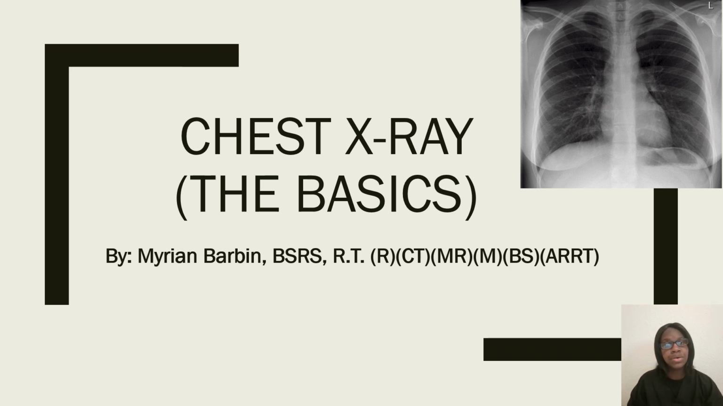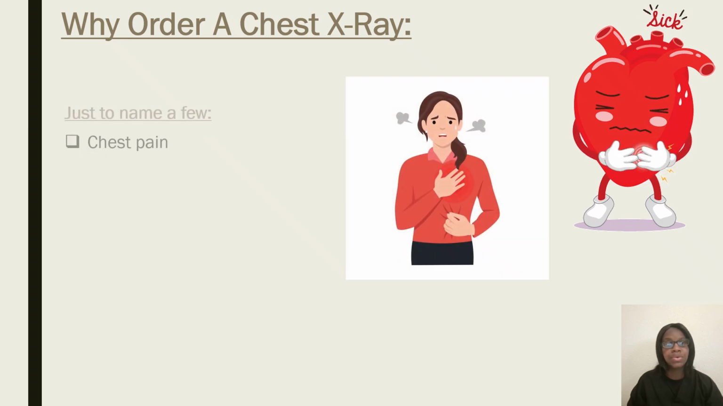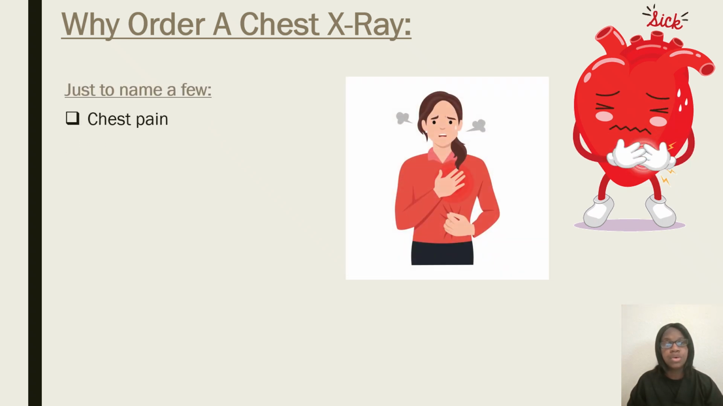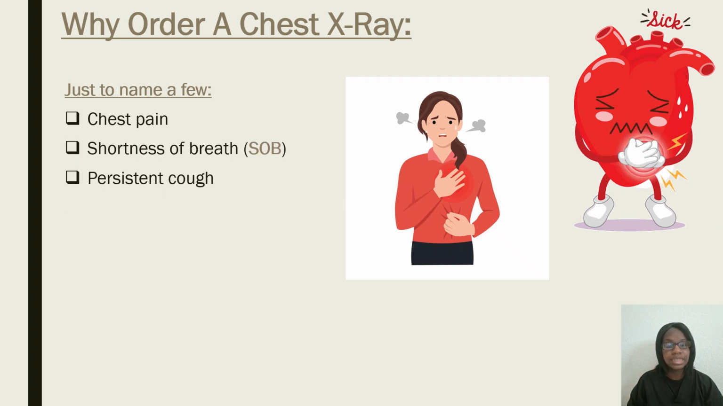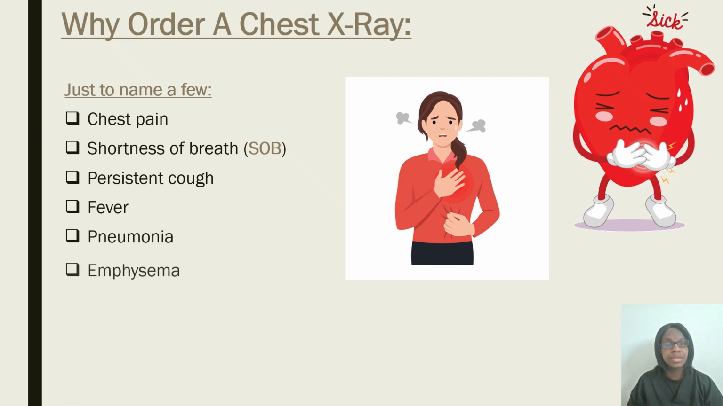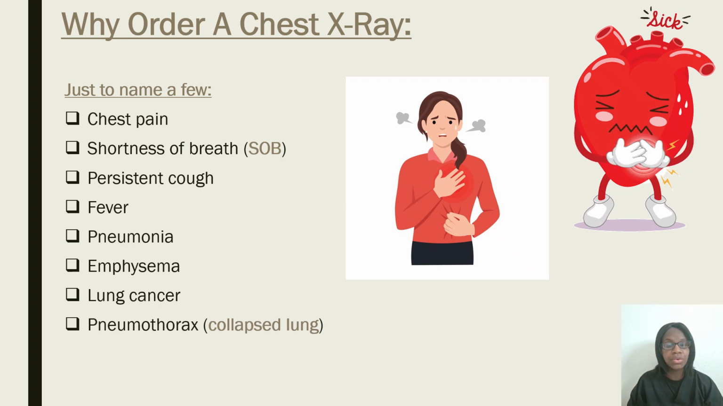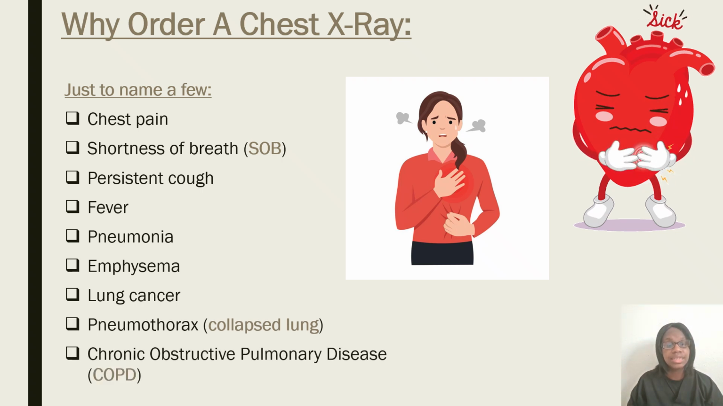In today's video, we are going to talk about the chest x-ray. This is going to be the basics regarding what a chest x-ray is, why it is ordered, and we are going to talk about the anatomy relating to the chest. So why is a chest x-ray ordered? Just to name a few, it is for chest pain, shortness of breath or SOB, persistent cough, fever, pneumonia, emphysema, lung cancer, pneumothorax or collapsed lung, and COPD.